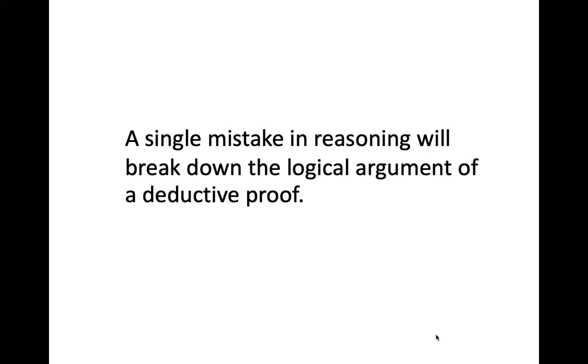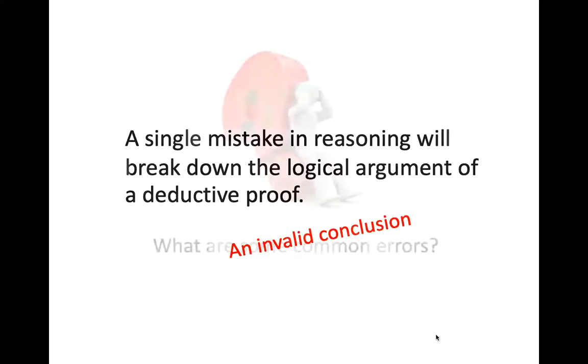So the big thing to keep in mind is that it only takes a single mistake in reasoning, and that will break down the logical argument of a proof. That's similar, isn't it, to conjectures? Conjectures only need one counterexample, and we can have thousands of examples that work, but only one counterexample, and the conjecture is invalid. Similarly, in a proof, you can say all kinds of true things all around it, but you make one simple mistake, and it's considered an invalid conclusion.